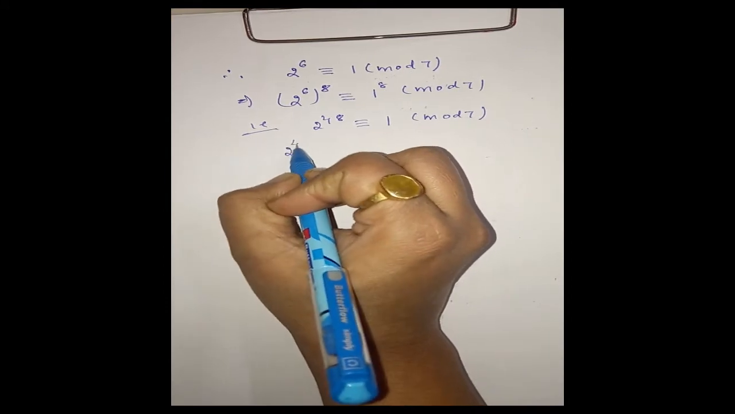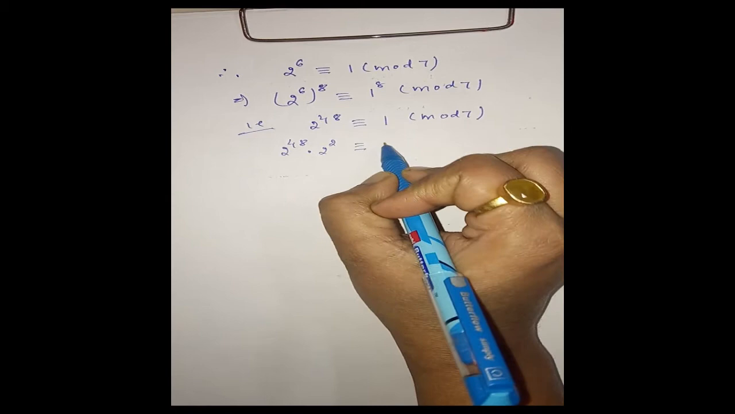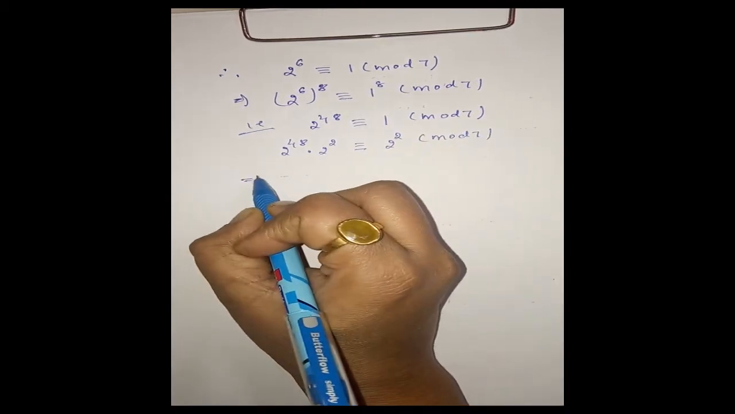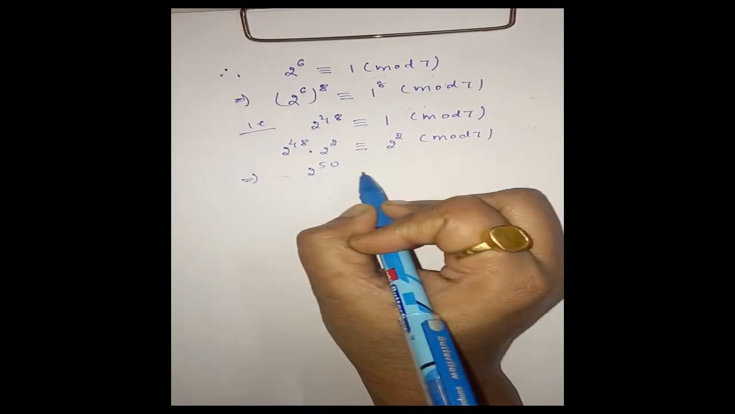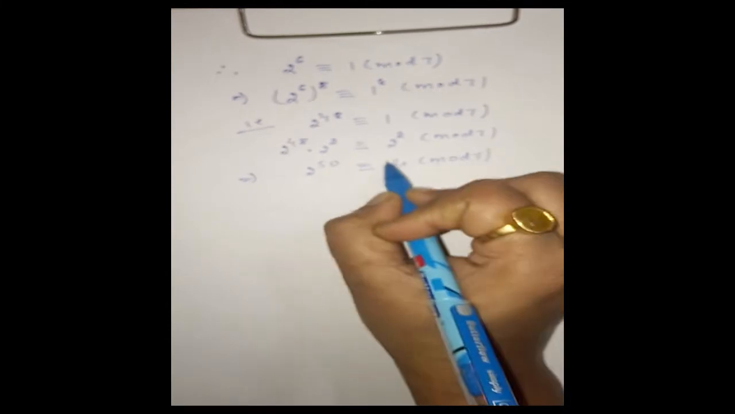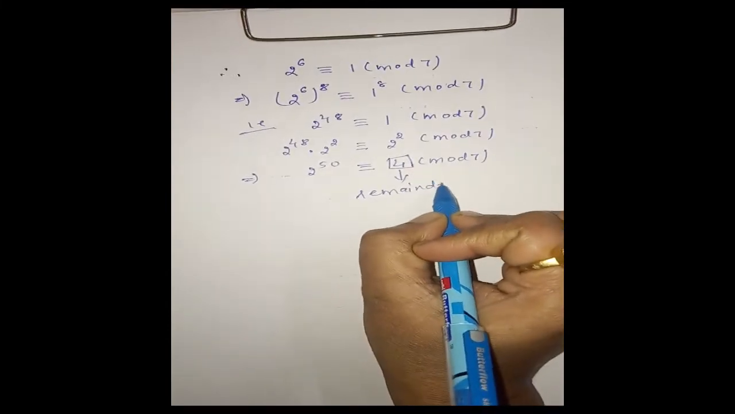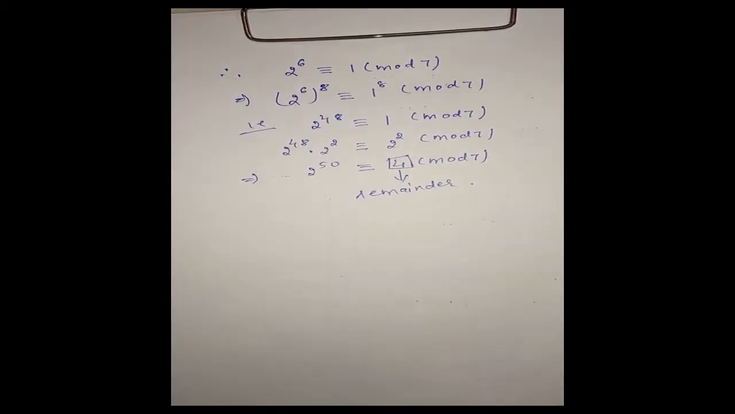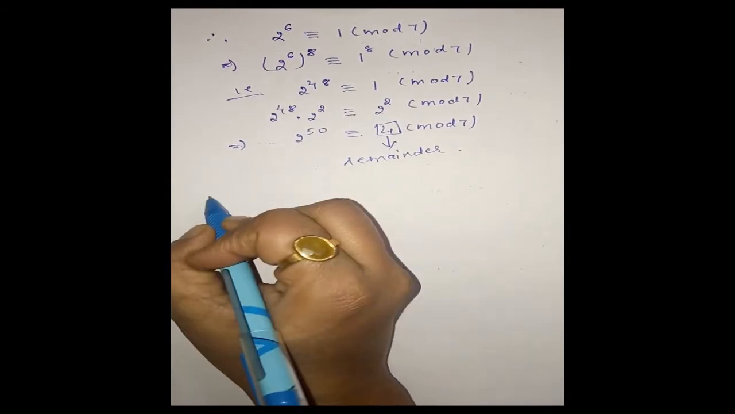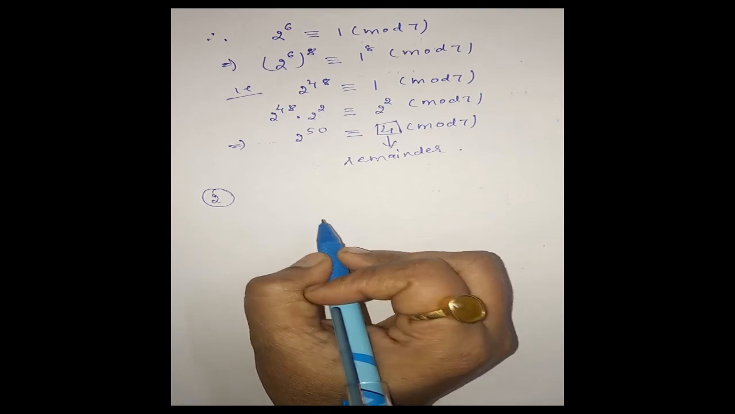Now we will multiply by 2 square on both sides in order to reach 2 power 50. Okay, that means we have this congruence. This will imply 2 power 50 is congruent to 4 modulo 7. That means this 4 is the remainder when 2 power 50 is divided by 7. Okay, this is how we solve congruence problems using Euler's phi function. Now we come to the second problem.